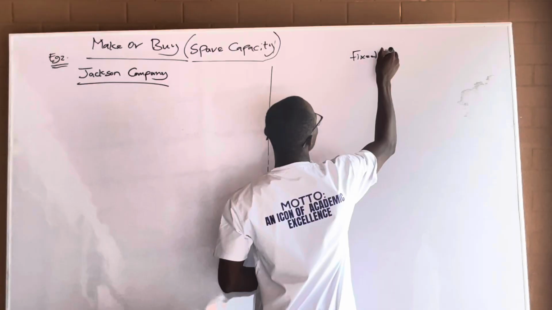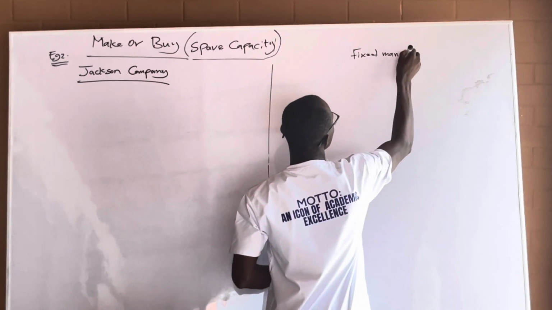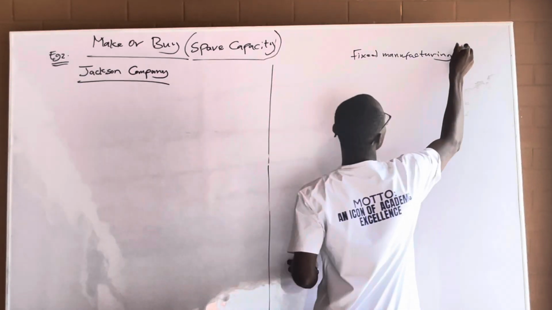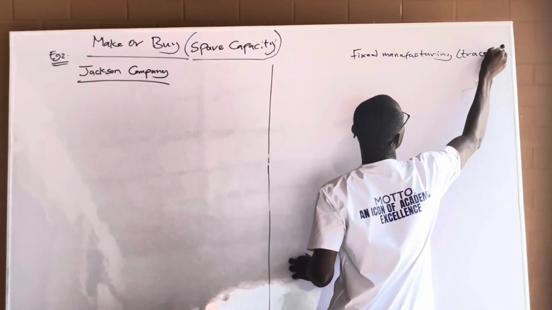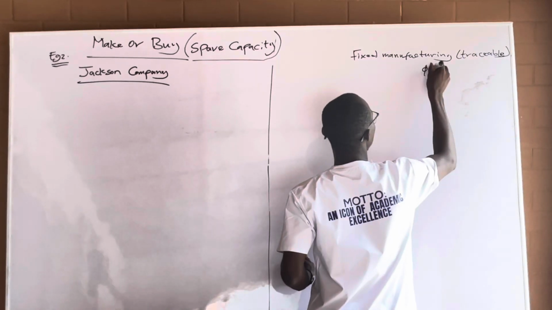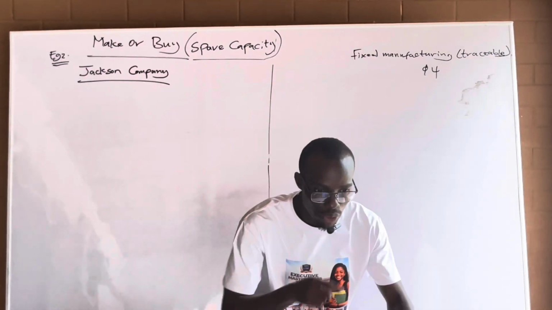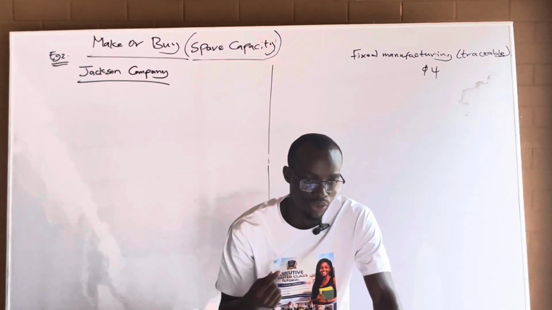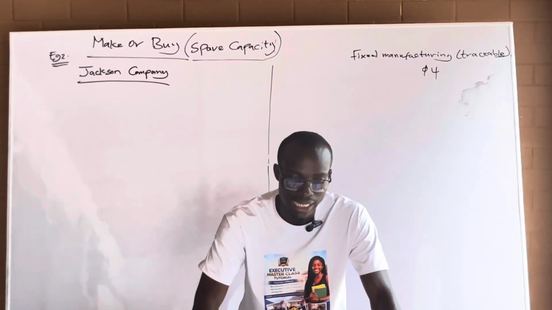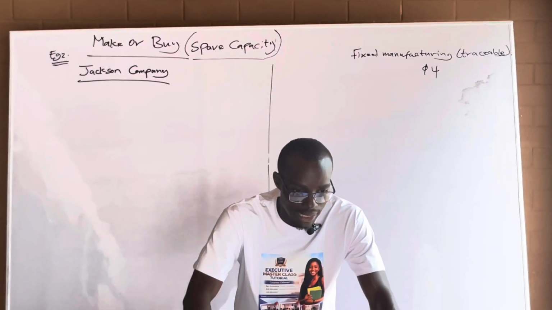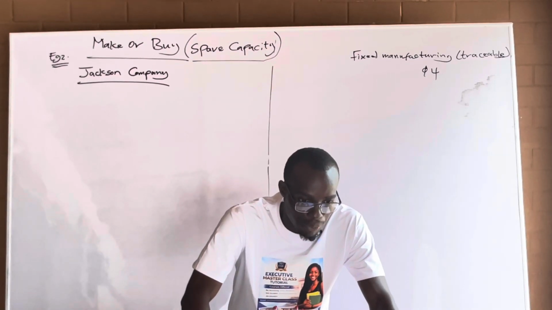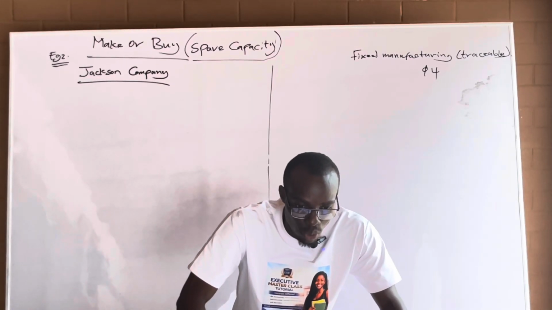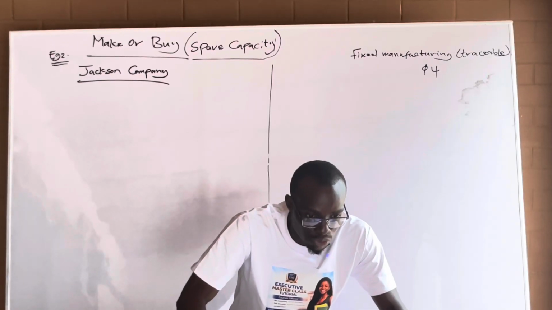Fixed manufacturing overhead, which is traceable, and the figure is 4 Ghana cedis. We know that traceable fixed manufacturing overhead will never be a relevant cost, and allocated fixed manufacturing overhead will also never be a relevant cost. But let's see what the note is saying. The note says that depreciation of special equipment represents 75% of the traceable fixed manufacturing overhead cost, with supervisory salaries representing the balance.